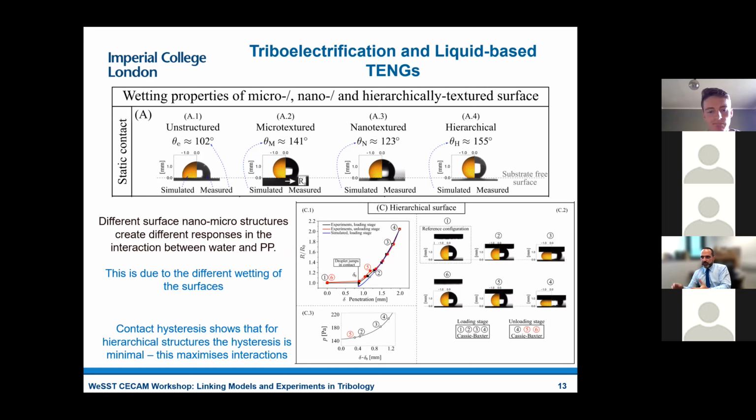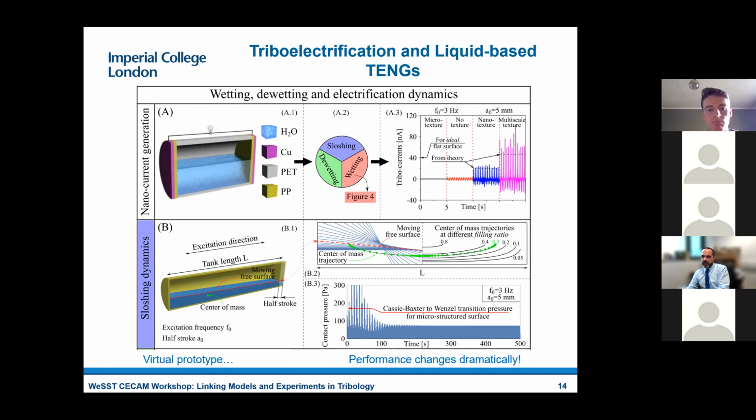Now, we've almost forgotten everything about our system, but let's go back to our virtual prototype. So we have this cylinder, and we slosh it, and this system is obviously governed by how fast you slosh it and how much wetting and dewetting there is in the system. Our experiments were done at a specific frequency and a specific stroke length: 5 millimeter stroke and 3 hertz.